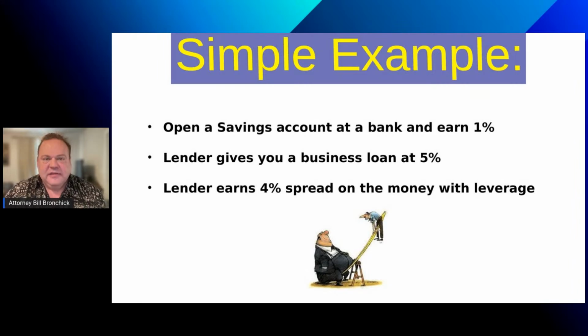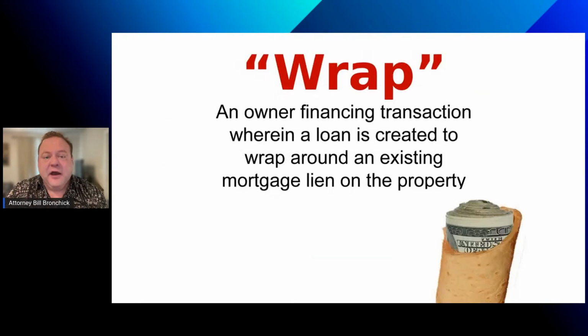That doesn't seem like a lot, 4% interest, but on the trillions of dollars banks make every day, of course, they borrow from the Fed at very low prime rates and then lend it out at higher rates, as a more complex example. But if you put money in a bank and you earn 1% and then you borrow from that same bank at 5%, they're earning a spread on the money that they borrowed from you to lend it back to you. Okay, and that's the concept of the wrap.